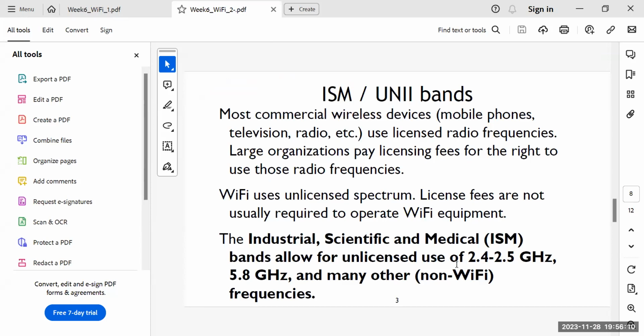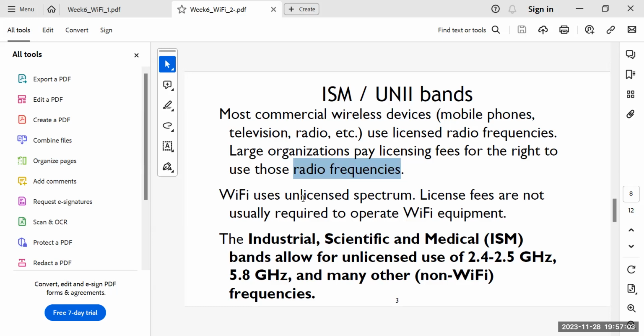I have included this information related to the ISM band. This is very important. Most commercial wireless devices, for example, mobile phones, telephones, and radio, use licensed radio frequencies, right? So there's a license associated with that particular frequency. Large organizations pay licensing fees for the right to use those radio frequencies. It's not that you're sitting in your home and you start making a transmitter or a receiver, or let me put it simply, a transceiver that works at some XYZ gigahertz. It's not that simple, right? Because organizations have to pay licensing fees in order to use radio frequencies.